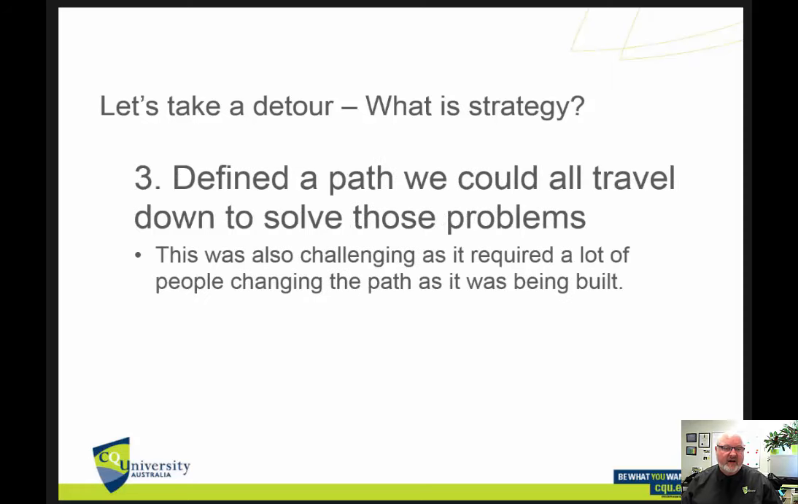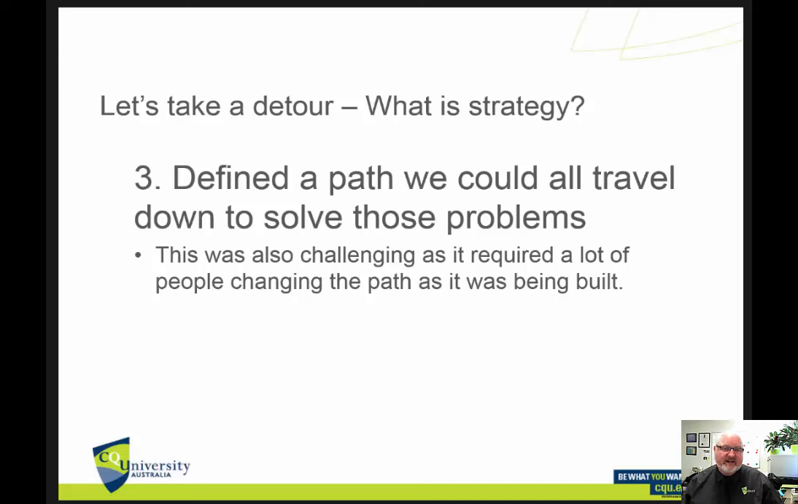So then we had to define a path that everyone was happy to travel down to solve the problems, and there was resistance at certain points, and that had to be overcome. It was like an obstacle that had to be managed, and sometimes this path was changed and rebuilt as we traveled down the path to the solution being provided.